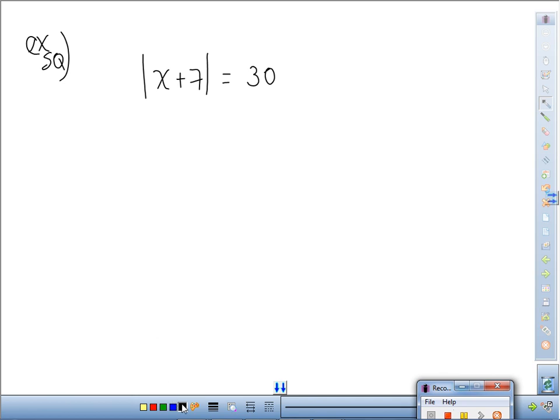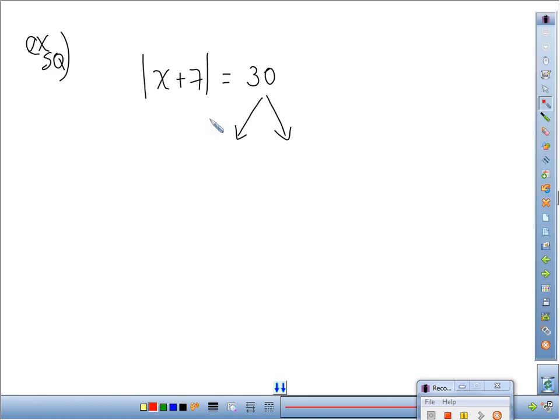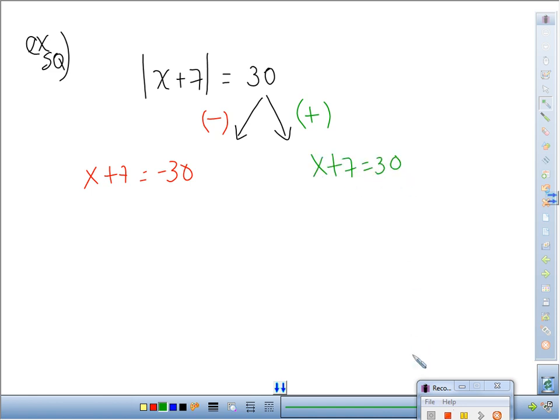Okay. First, I want to know who did this. You draw two arrows. One negative, so therefore you wrote negative 30 equals x plus 7. And one positive, so therefore you wrote x plus 7 equals 30. Hands up if you did that.